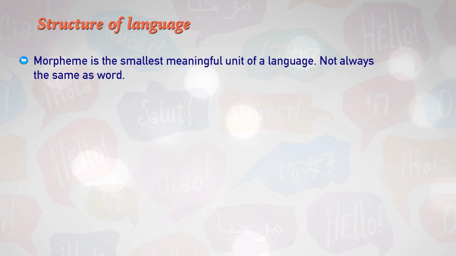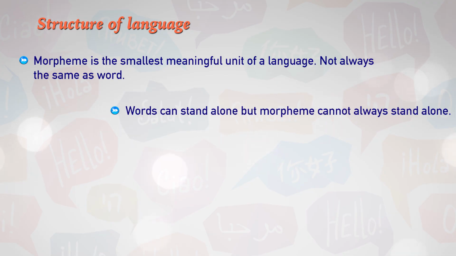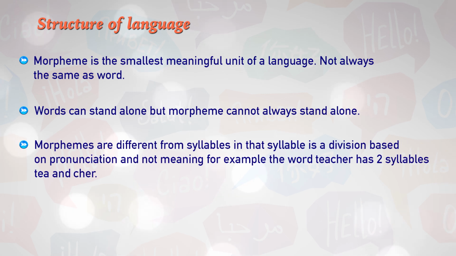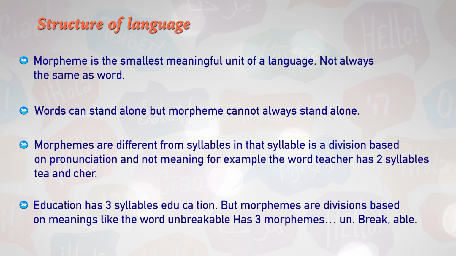Morpheme is the smallest meaningful unit of a language. Not always the same as a word. Words can stand alone, but morpheme cannot always stand alone. Morphemes are also different from syllables in that a syllable is a division based on pronunciation and not meaning. For example, the word teacher has two syllables, tea and cher. Education has three syllables, edu, ka, shun. But morphemes are divisions based on meanings. Like the word unbreakable has three morphemes, un, break, able.